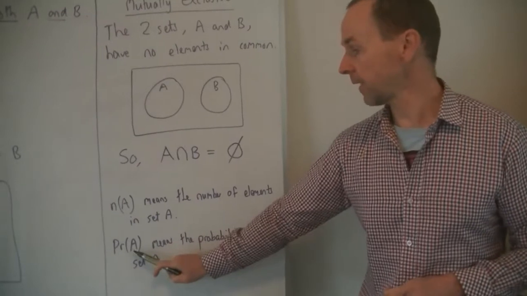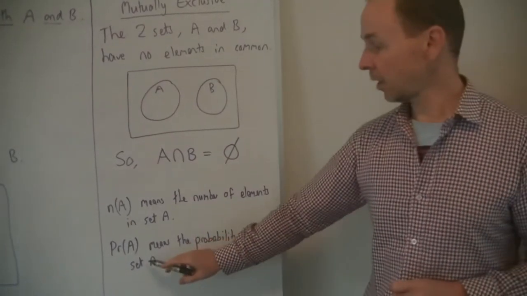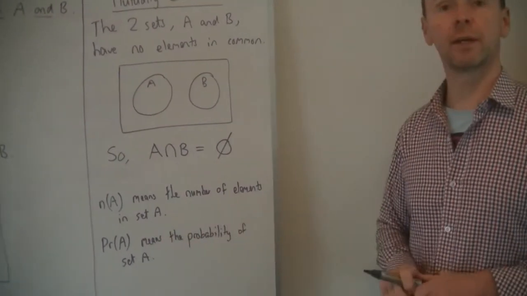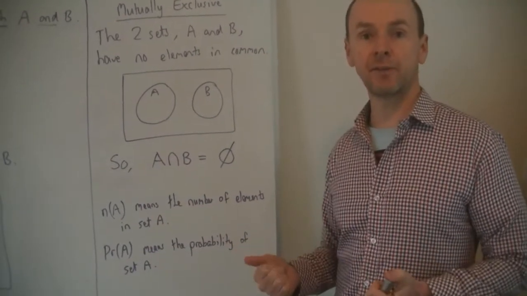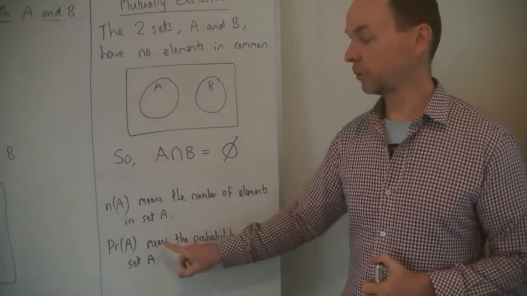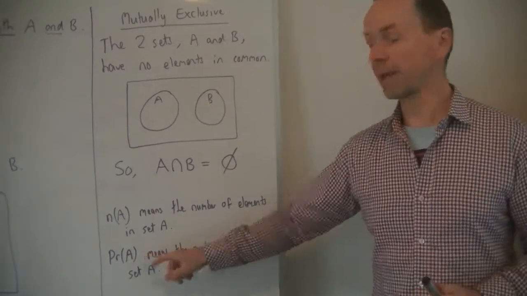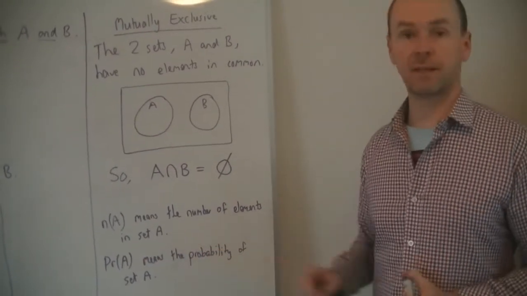And the probability of A means the probability of set A, of whatever that one occurring. So if A was the probability of getting a heads when I toss a coin, the probability would be a half. If it was getting a 3 when I roll a dice, it'd be 1 out of 6.